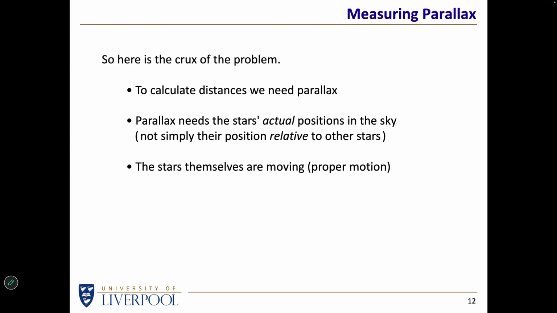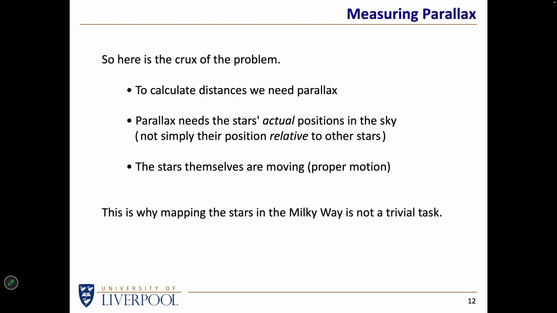So how can we possibly work out how a star appears to be moving as we go around the sun, and also take into account the fact that the star itself is moving? That is why mapping the Milky Way is not a trivial task. That is why it's something that we could not have done until the last few decades when the technology allows us to do that.